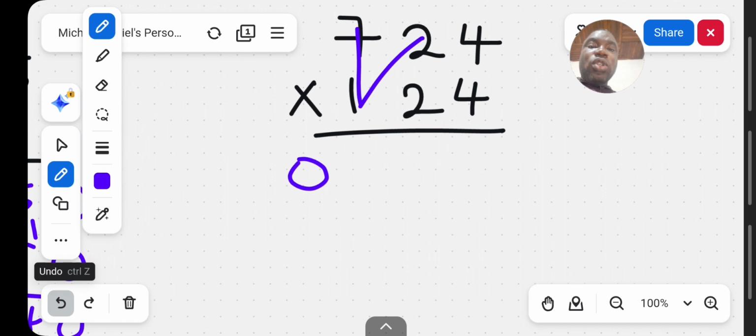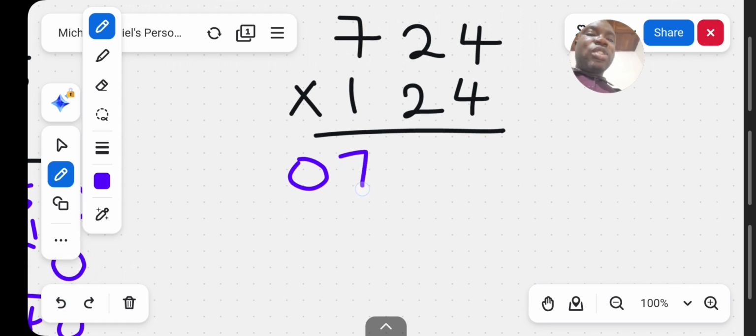Remember. So we're going to start with 1 times 7. Now, 1 times 7 is 7. So we put 7 here. Now, the next is 1 times 2. 1 times 2 is 2. So we put the 2 there. And the next is 1 times 4. 1 times 4 is 4. Okay, so now we're done with that. We're going to the second digit.